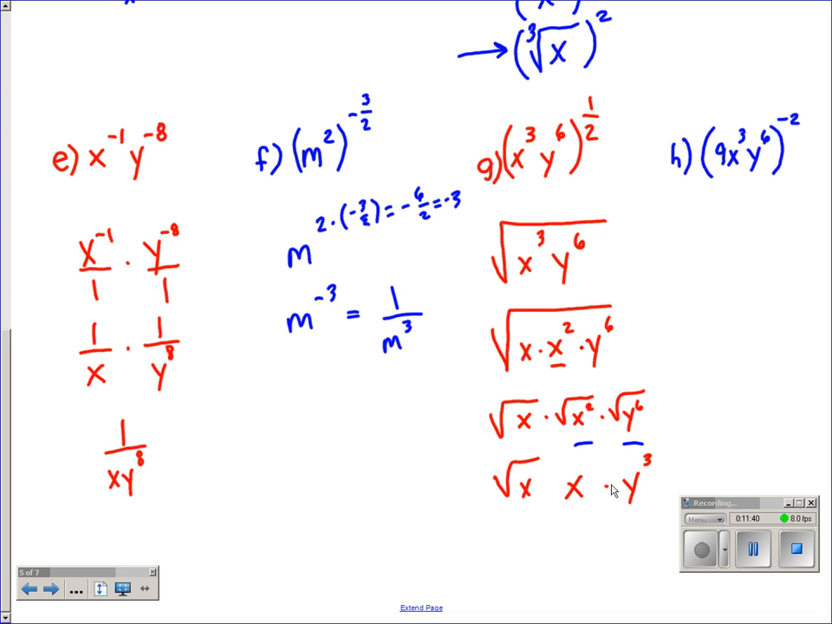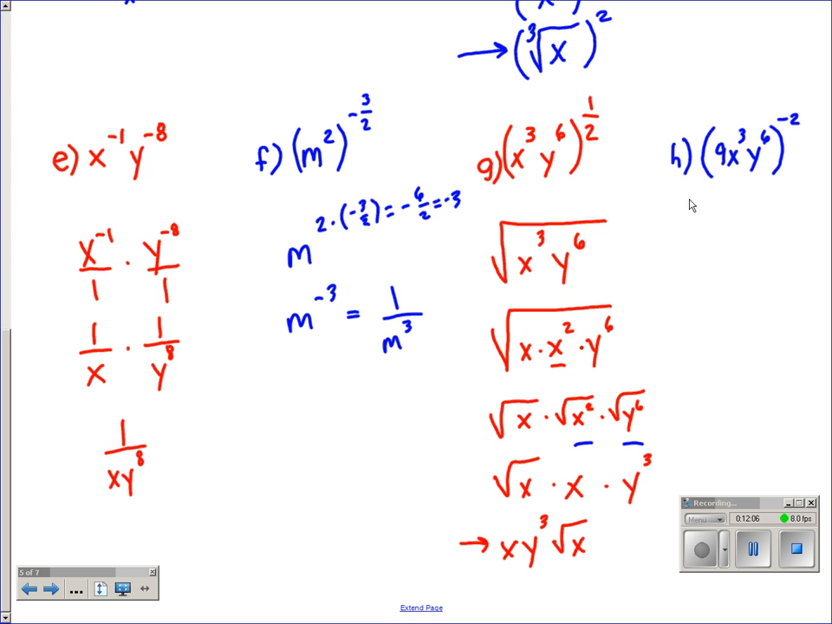Now to write it so that it's much easier to work with, if this was part of a problem, we need to rearrange our order and put our radical in the back. So we would have x, y to the third, radical x, or the square root of x. That would be our simplified answer.